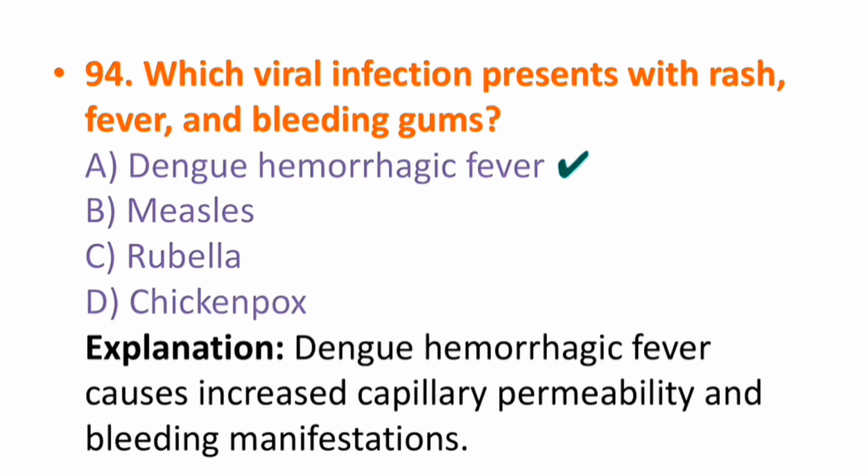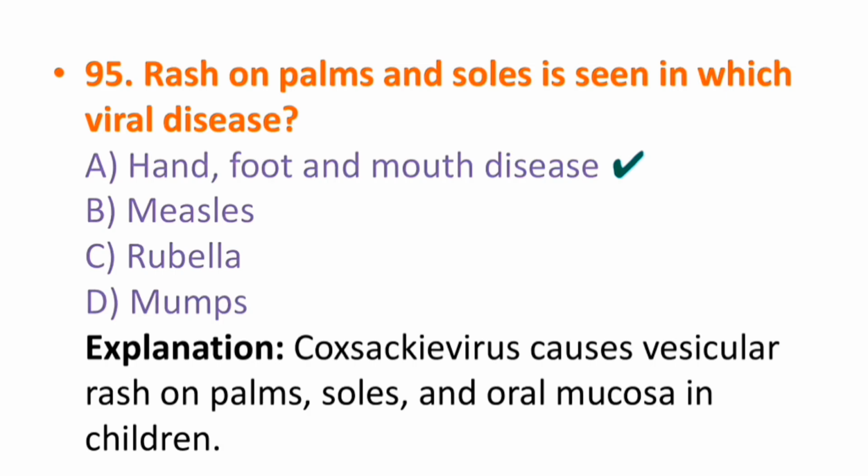Which viral infection presents with rash, fever and bleeding gums? Option A, dengue hemorrhagic fever; option B, measles; option C, rubella; option D, chickenpox. The correct answer is option A, dengue hemorrhagic fever. It causes increased capillary permeability and bleeding manifestations, and presents with rash, fever and bleeding gums.